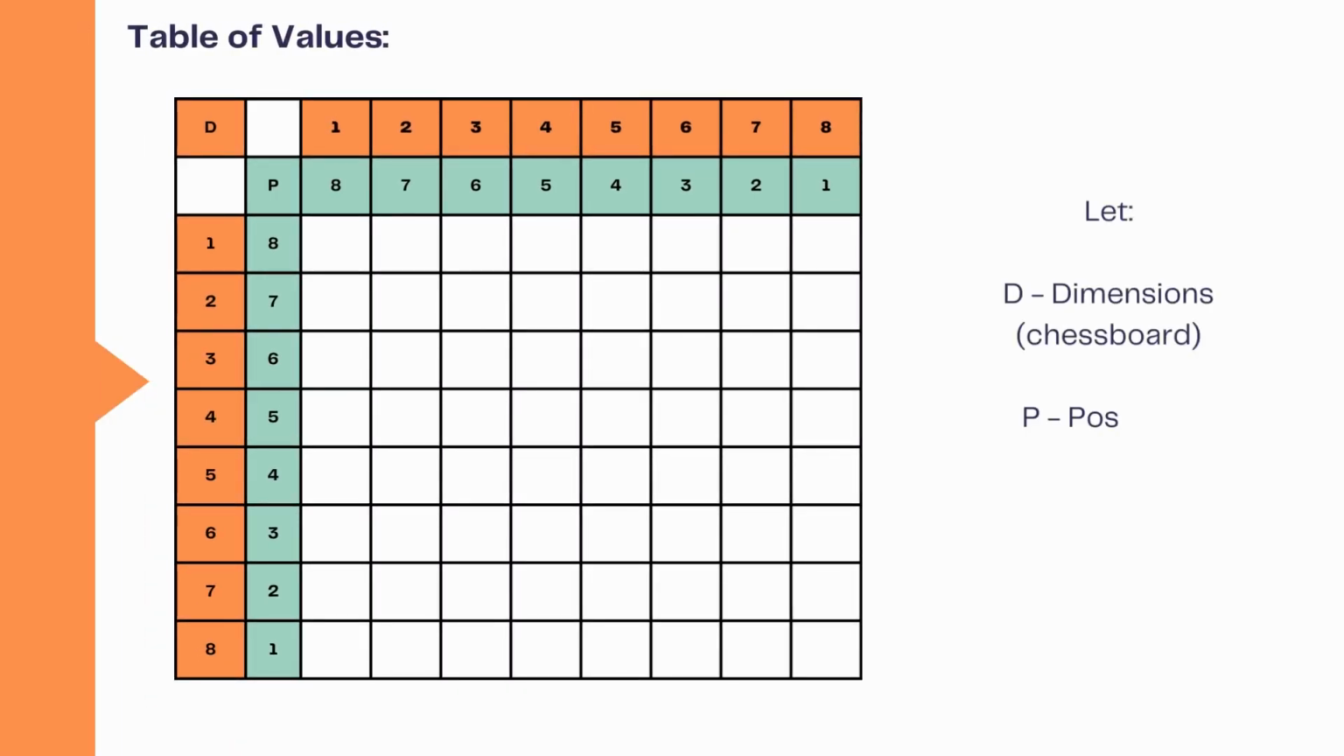In order to solve this problem, we have to use a matrix table. Let D be the dimensions. It's the 1 by 1 to 8 by 8 grid lines that move. And let P be the positions. It's the occupied space that the dimension was able to move to.